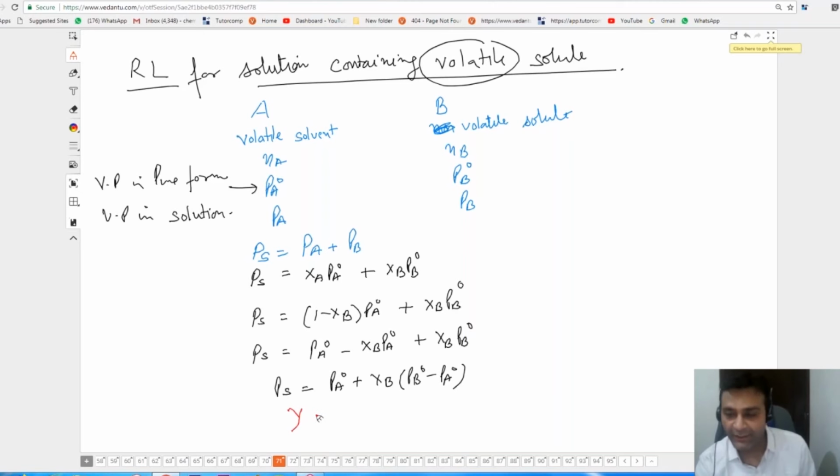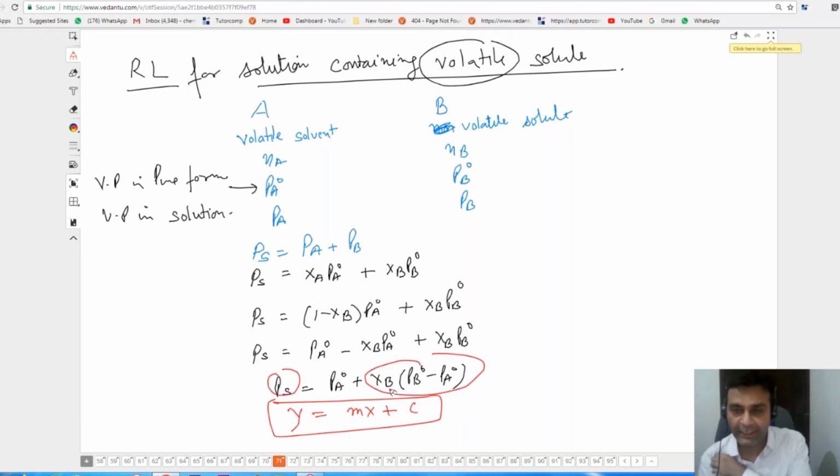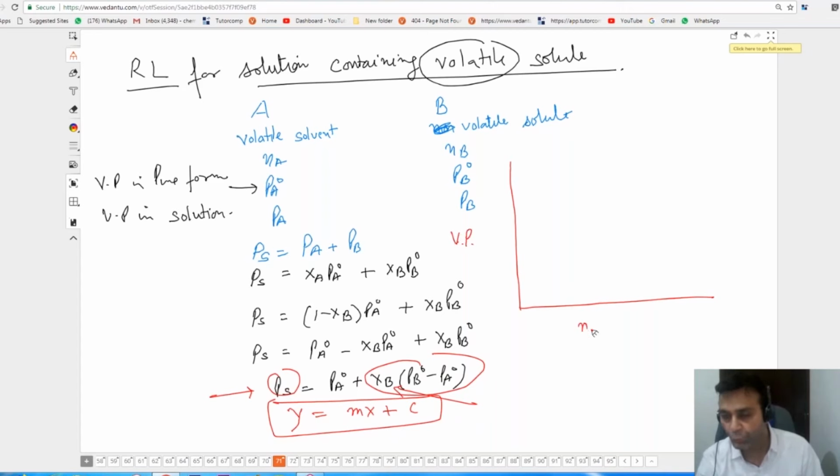Okay. Now, can I say this is equal to y is equal to mx plus c, a straight line equation? You can say y is equal to mx plus c, right? It is a straight line equation. So what I do is I make a graph between two things. Number one, vapor pressure, and number two, mole fraction. It's a graph between vapor pressure and mole fraction.